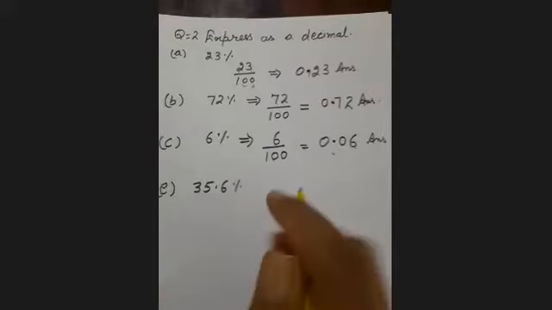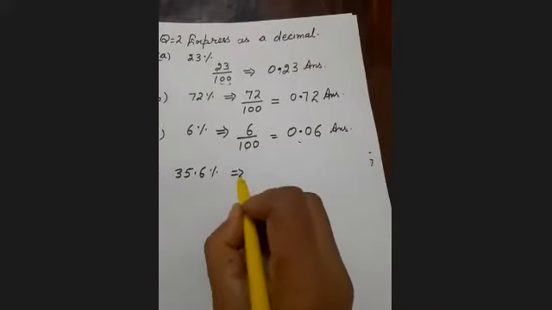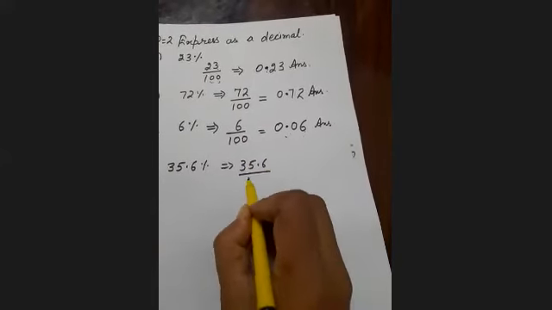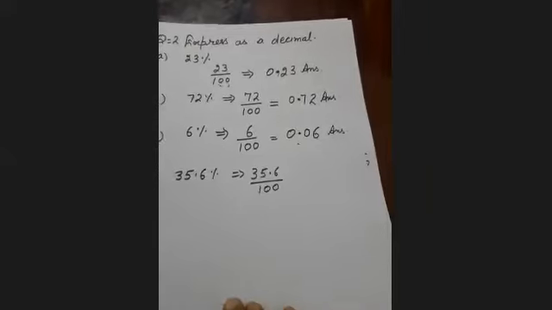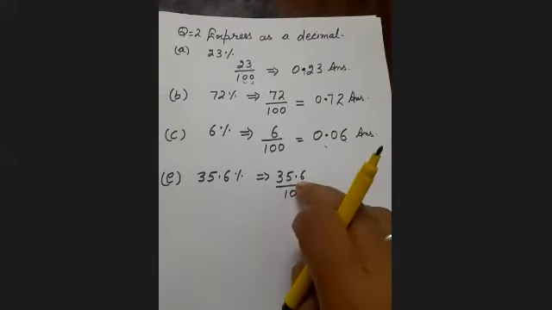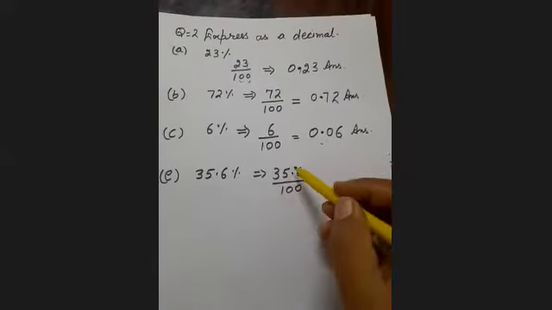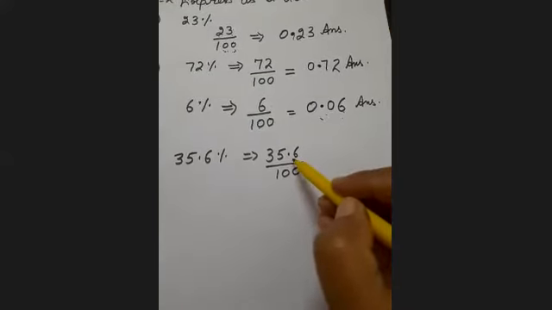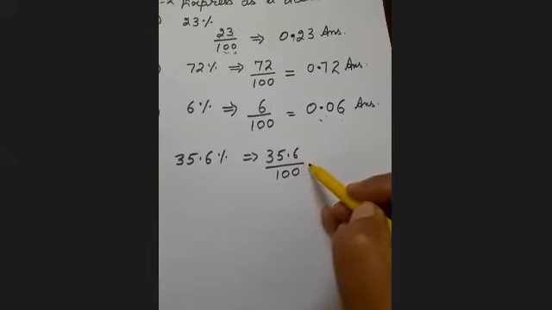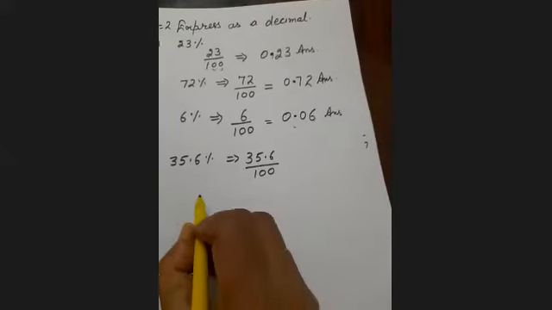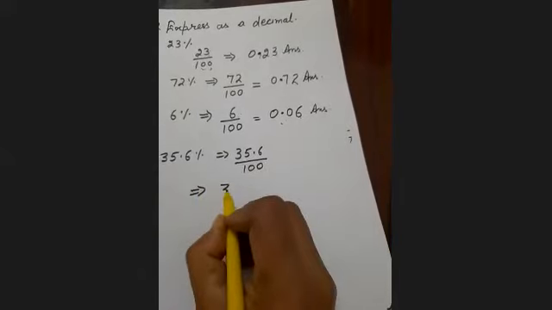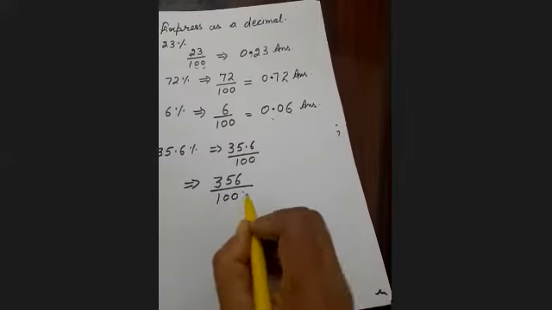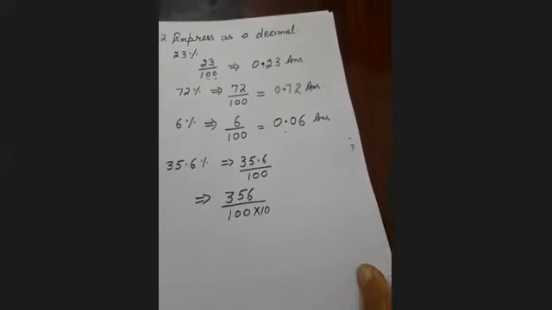Yes, students, first we'll write this number as a fraction, 35.6 upon 100. Now, students, we will remove this decimal point. For this we will divide by 10 because after the point we have only 1 digit, that is 6. So our fraction is 356 upon 100 multiplied by 10.